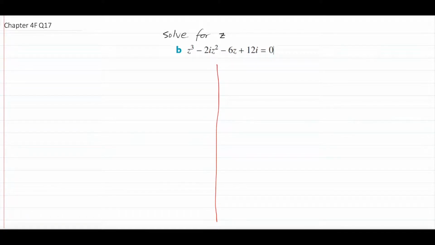Today we are doing question 17b from chapter 4F. So that is your complex number chapters. And in this video, I just want to show you guys the two different ways of solving this question. So let's get into the question first.